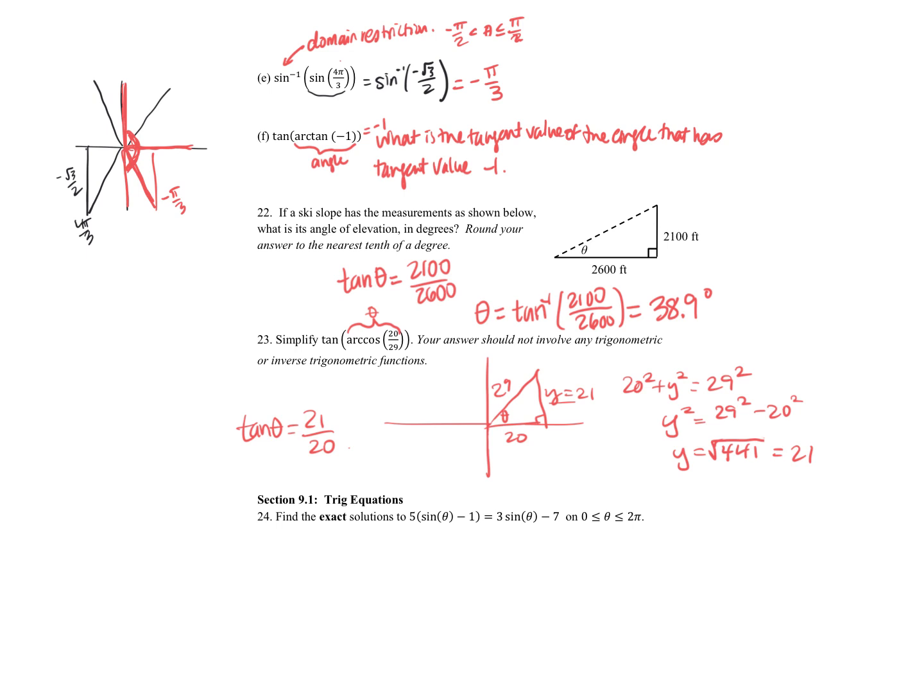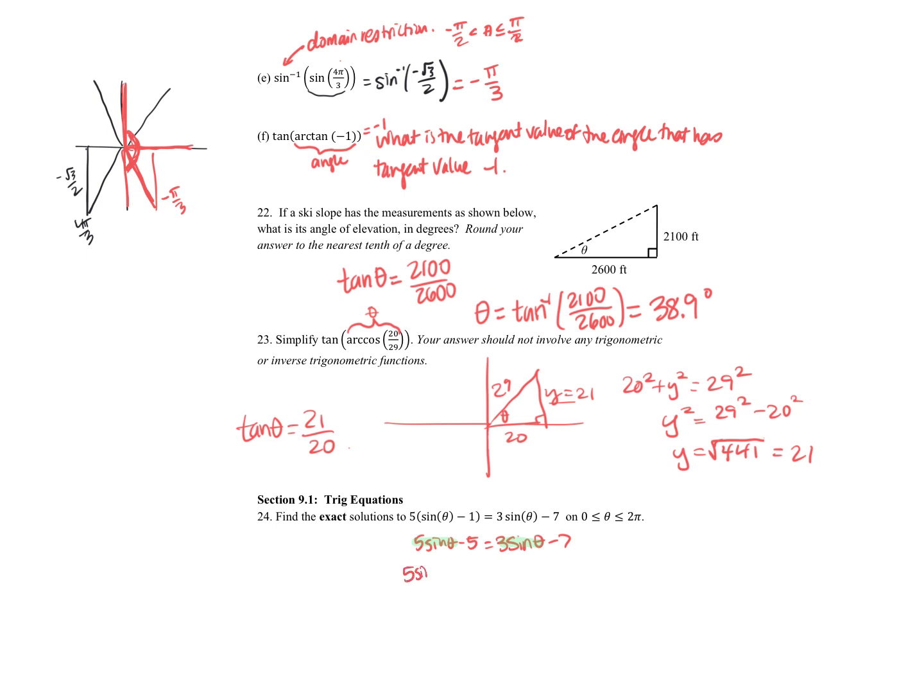Okay, and the next one, find the exact solutions to that on 0 to 2 pi. So let's go ahead and do it. So I'm going to try to solve this for sine theta. So I end up with 5 sine theta minus 5 equals 3 sine theta minus 7. And I want to solve this for sine theta, so I'm going to start by highlighting the terms that have sine theta in them. And I want to add and subtract so that those terms are on the same side. And the terms that don't have sine theta in them, I want to add and subtract so they are on the same side. So I'm going to subtract 3 sine theta from both sides.